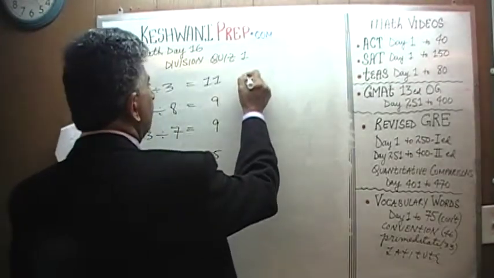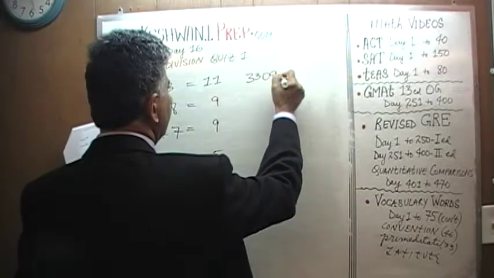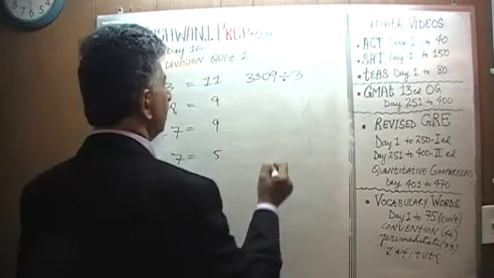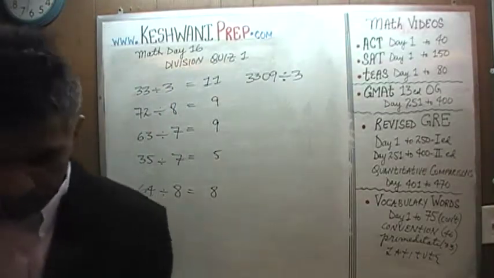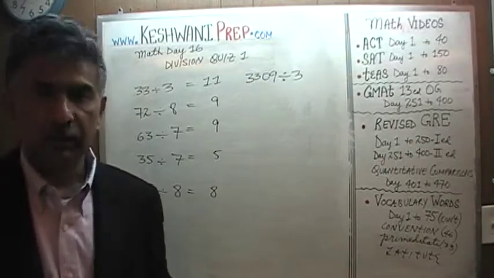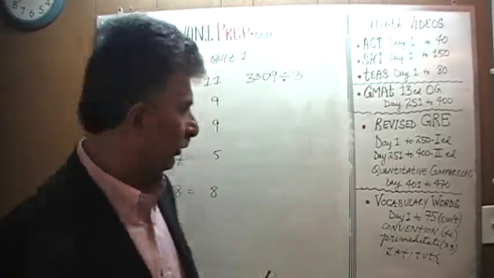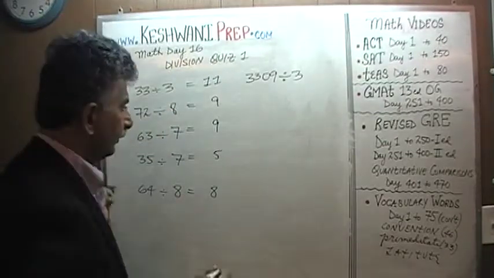How about 3,309 divided by 3? Will you be able to figure out what 3,309 divided by 3 is without a calculator? Here's how we do it, and without the long division.